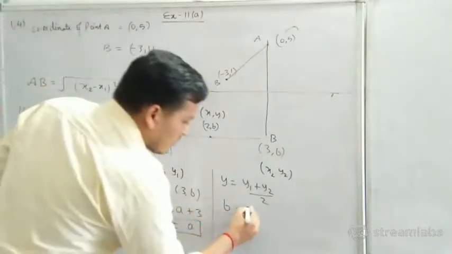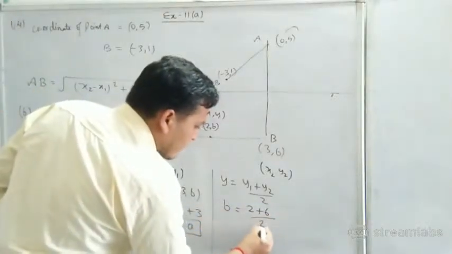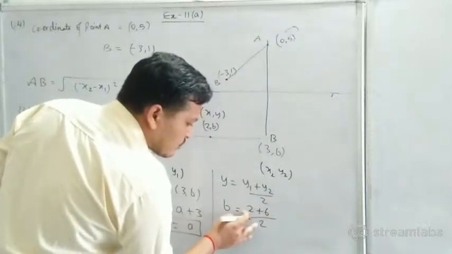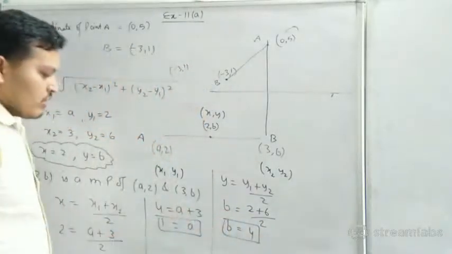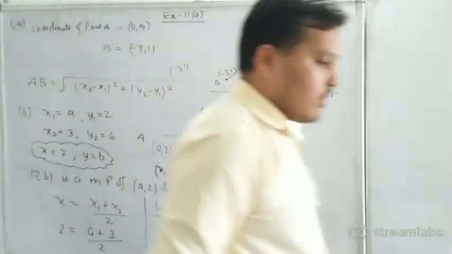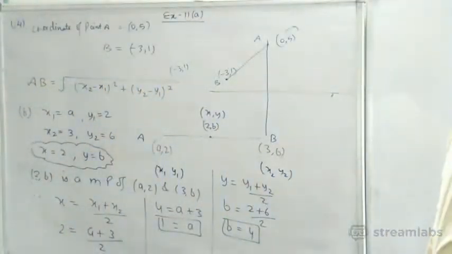Y1 plus y2: 2 plus 6 divided by 2. B is equal to 6 plus 2, that is 8. 8 divided by 2 is 4. So the value of a is equal to 1 and the value of b is equal to 4. This is the solution of this question.